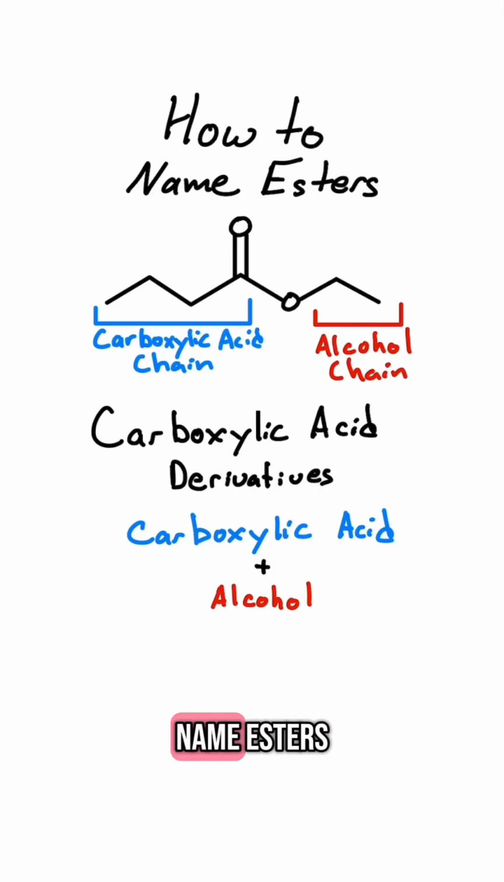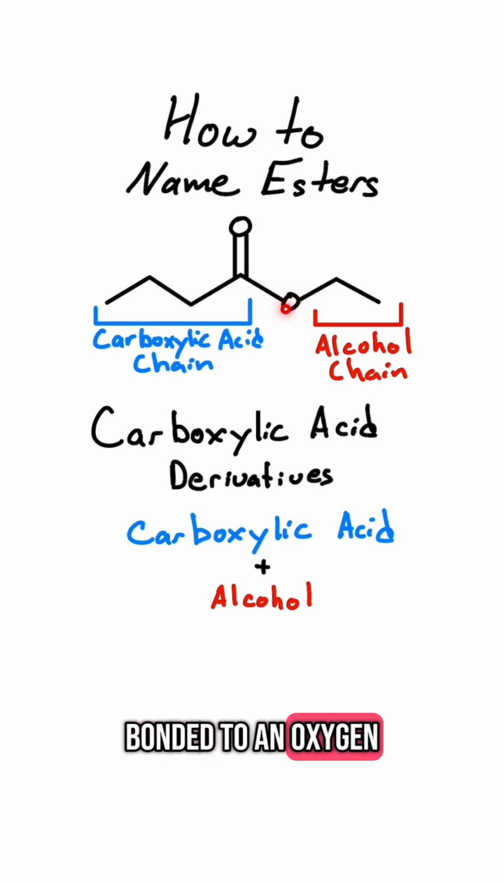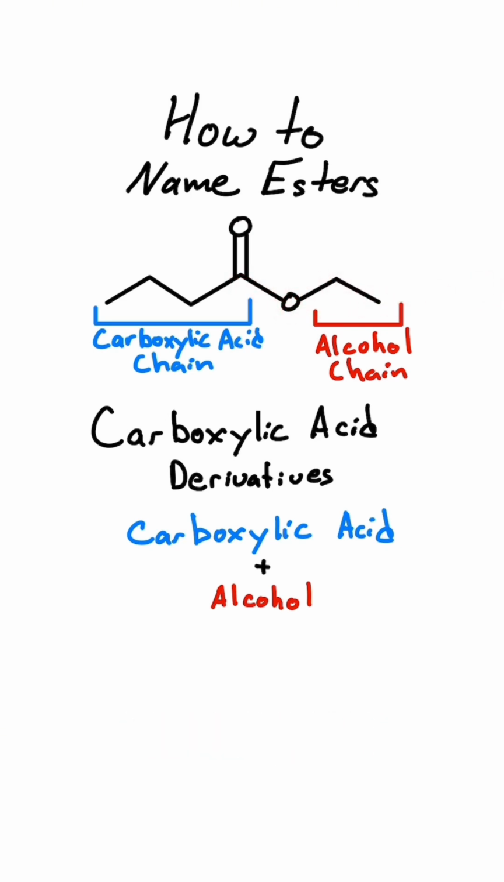We're going to go over how to name esters. So esters are carboxylic acid derivatives. You can see here, they have a carbonyl, which is a carbon double bonded to an oxygen, which is then bonded to an oxygen, which has another carbon chain on the other side of it. Like I said, these are carboxylic acid derivatives, and they're made up of carboxylic acids and alcohol. That's how you make them. And that's really key in naming them, is identifying those pieces of the ester.